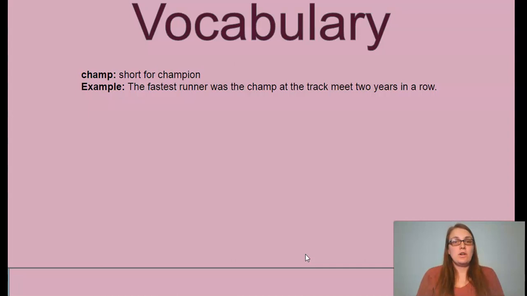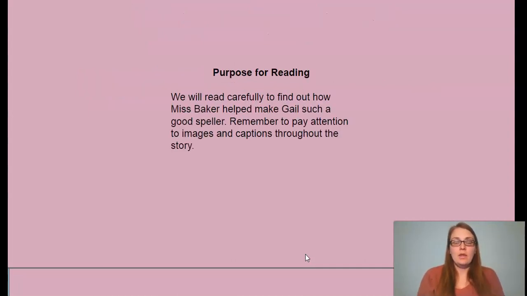The fastest runner was the champ at the track meet 2 years in a row. Our purpose for reading. We will read carefully to find out how Miss Baker helped make Gail such a good speller. Remember to pay attention to images and captions throughout the story.